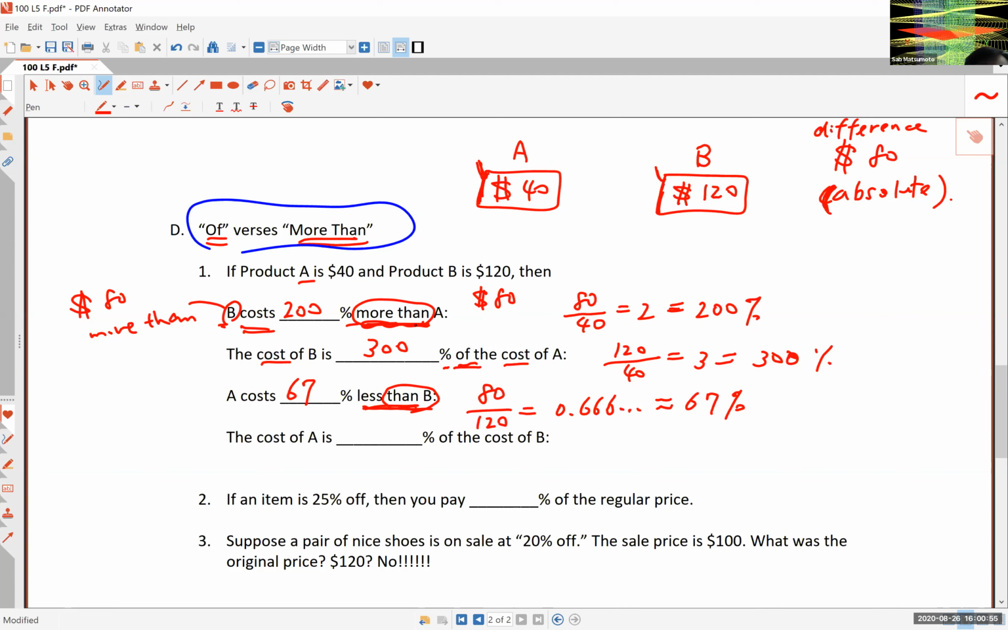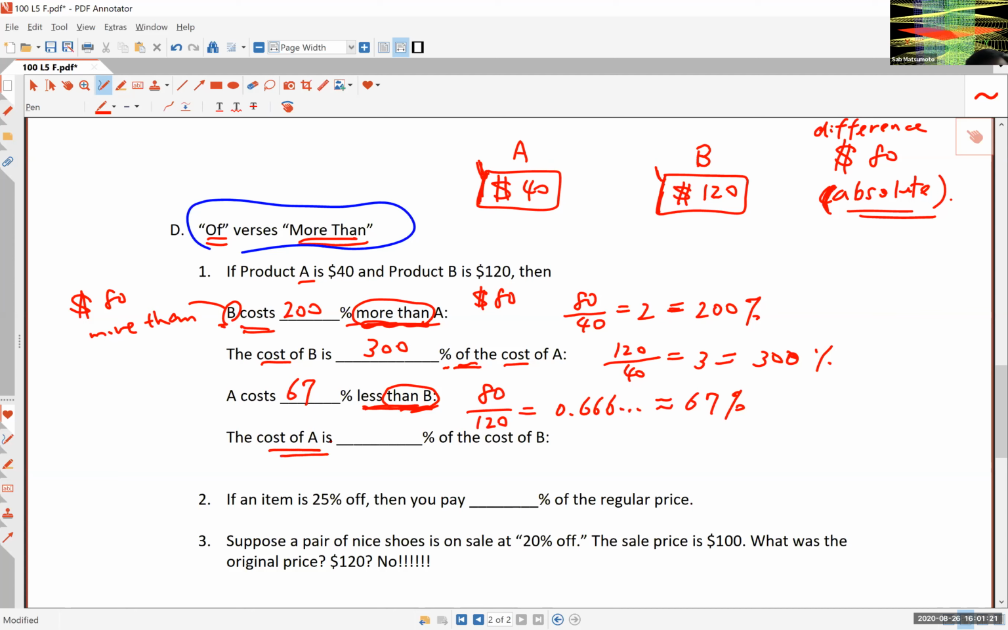When you say more than or less than, the number that comes after the word than, T-H-A-N, is clearly the reference number that goes in the denominator. So when you say A costs blank percent less than B, you have to divide the absolute difference by the price of B. And the answer is 67% less than B.